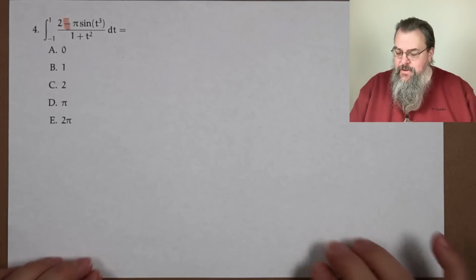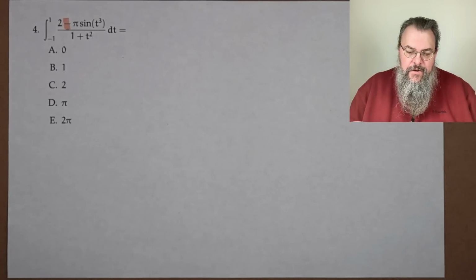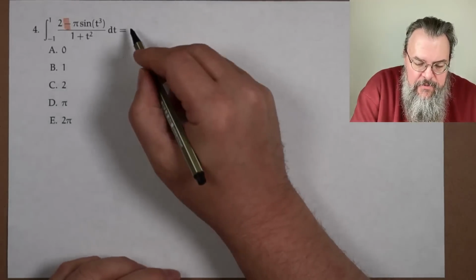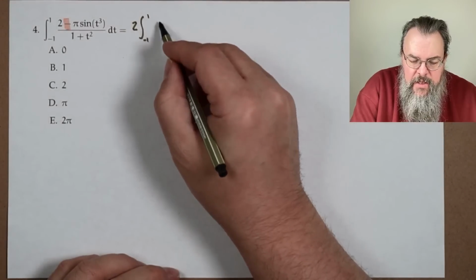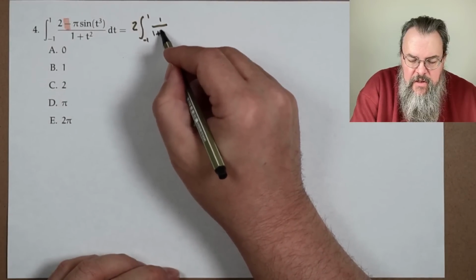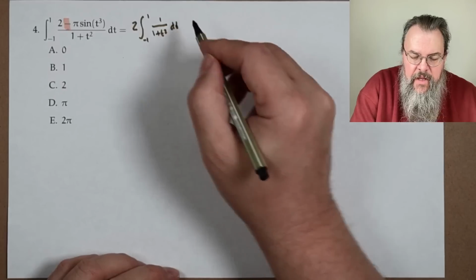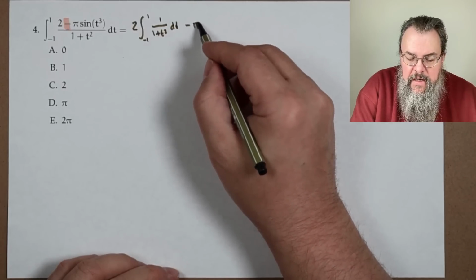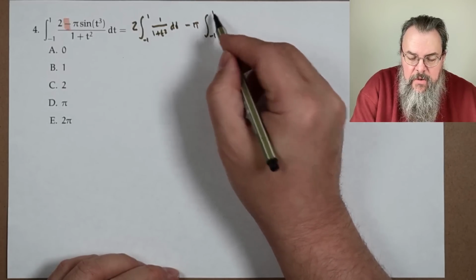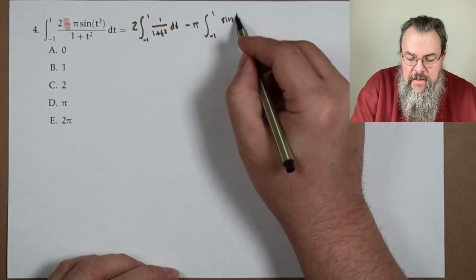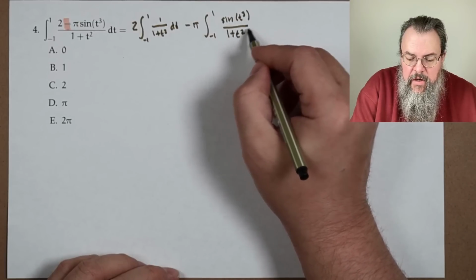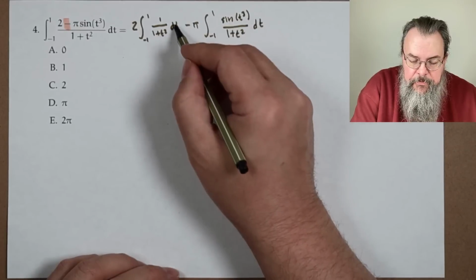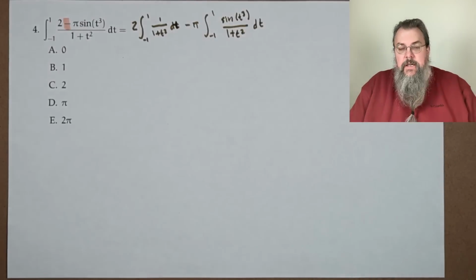So we say, this integral, we're going to separate into 2 pieces. So we'll have 2 times the integral from -1 to 1 of 1 over 1 plus t squared dt, and then minus pi times the integral from -1 to 1 of sine of t cubed over 1 plus t squared dt. Right, okay, cool.